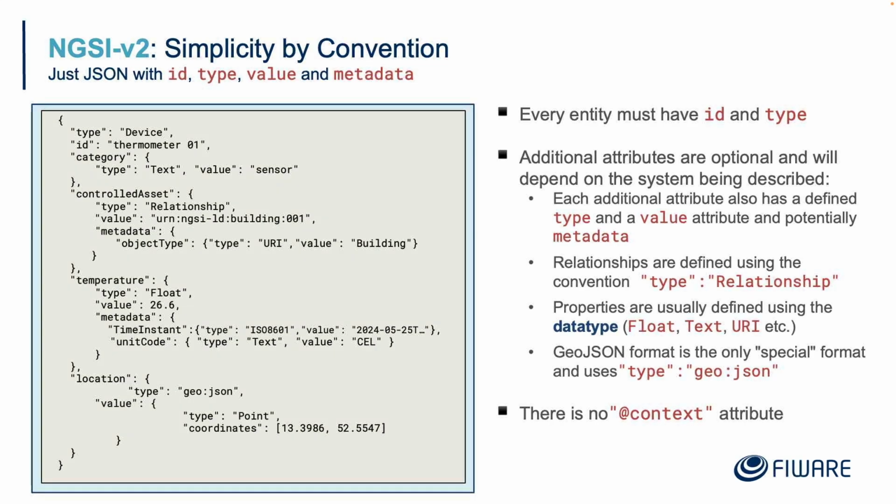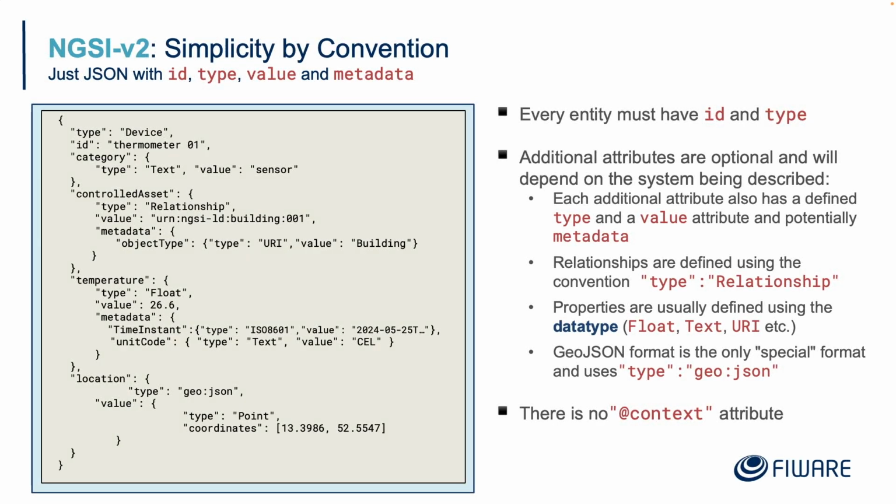And there are other examples of metadata. For example, the time instant, which is usually generated by the IoT agent, which will tell you, okay, this was done in May. Or in this case, you have another attribute, controlled asset. Where is the device, or what is the device measuring? It's saying here there's a relationship to building 001. But as you notice, all of the types have got different names.